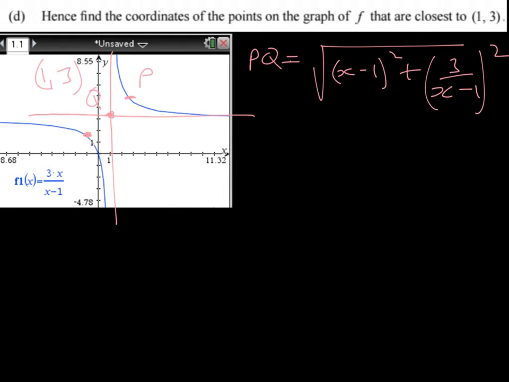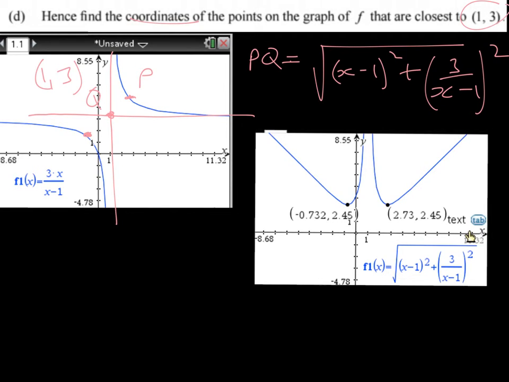For the final part in question D, we're asked to find the coordinates of the points on the graph of f which are closest to (1, 3). Now (1, 3) we said is the point Q. So we are trying to find the location of this point here and via symmetry here as well, at which PQ is a minimum. So there are a few ways to do this. However, I think that the simplest way is to recognize that we are looking for the minimum value of PQ. So take our function PQ and graph it, which looks like this.